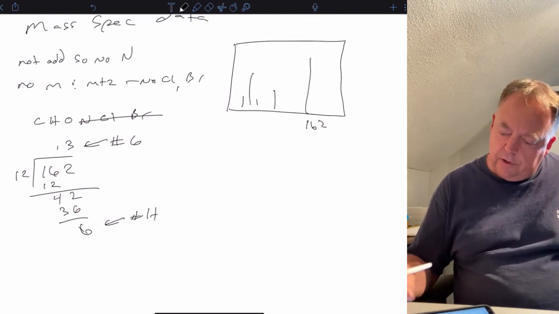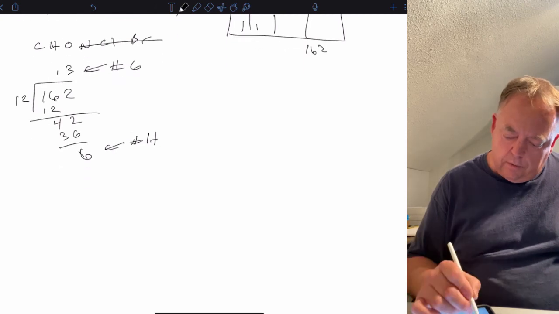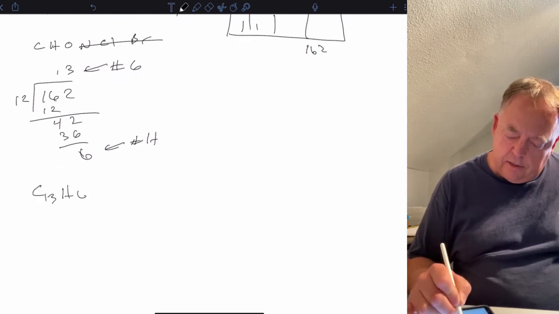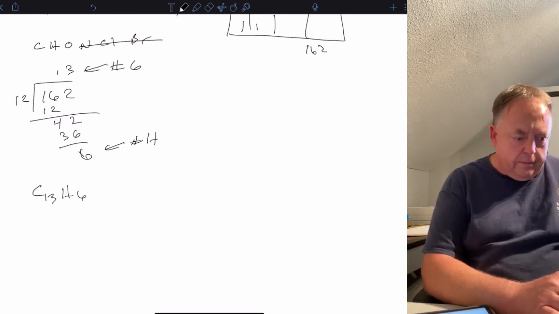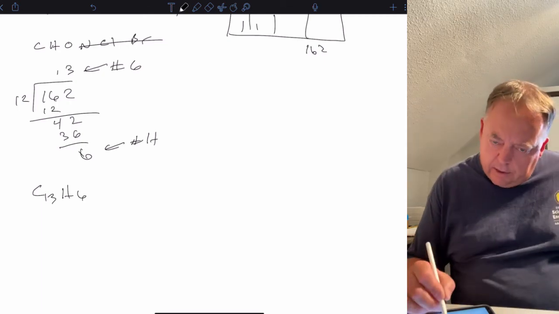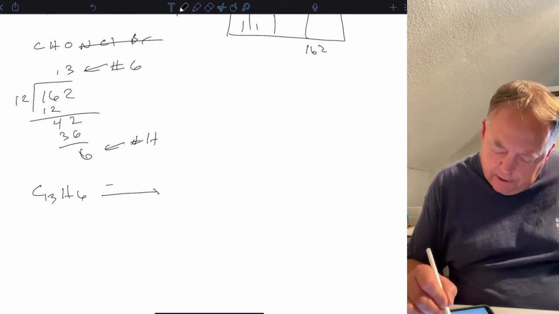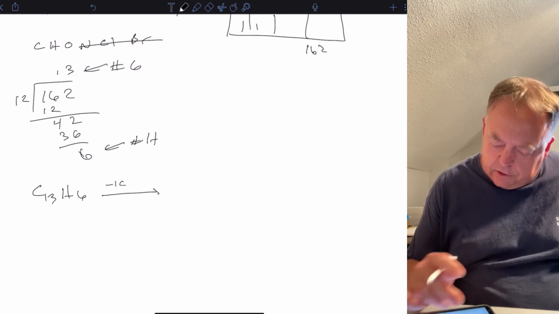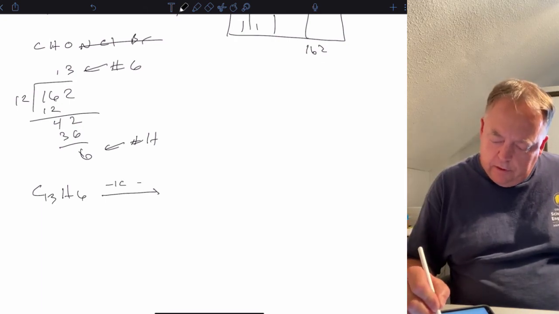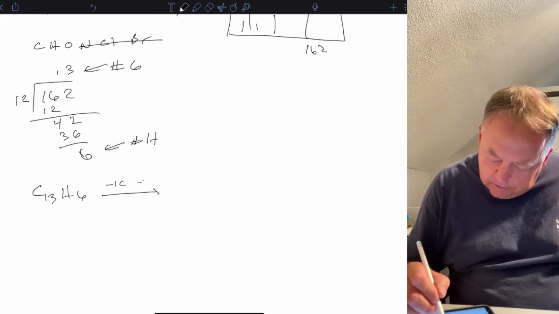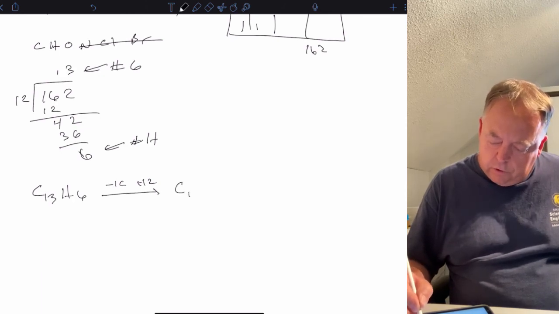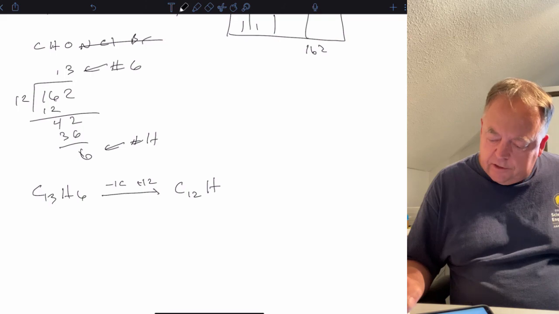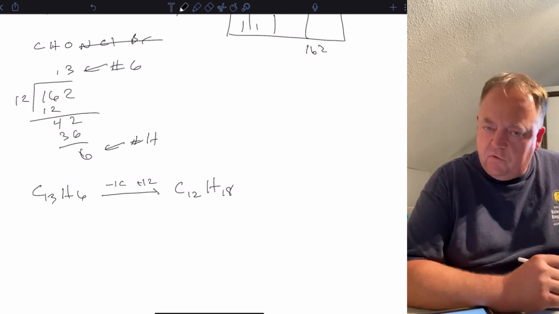So a molecule has a molar mass of 162. One possible formula is C13H6. What we want to do is generate other formulas. If you set this up the same way that I have mine set up, you go horizontal, take away 1 carbon and add 12 hydrogens. So take away 1 carbon, which weighs 12, and replace that with 12 hydrogens, so the mass stays the same. So C12H18 would also have a mass of 162.